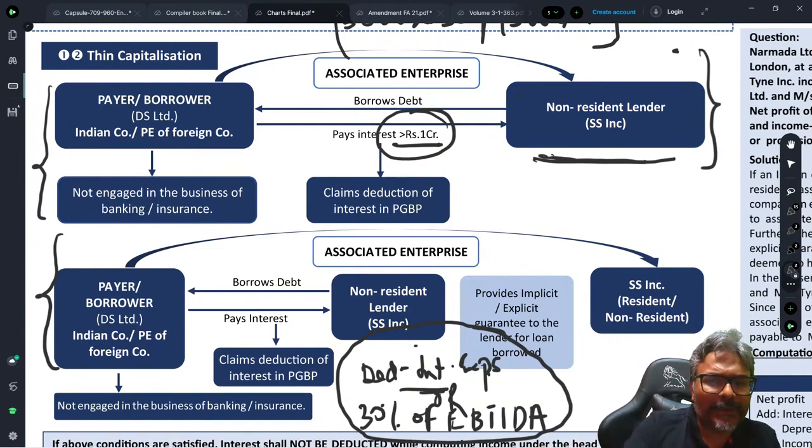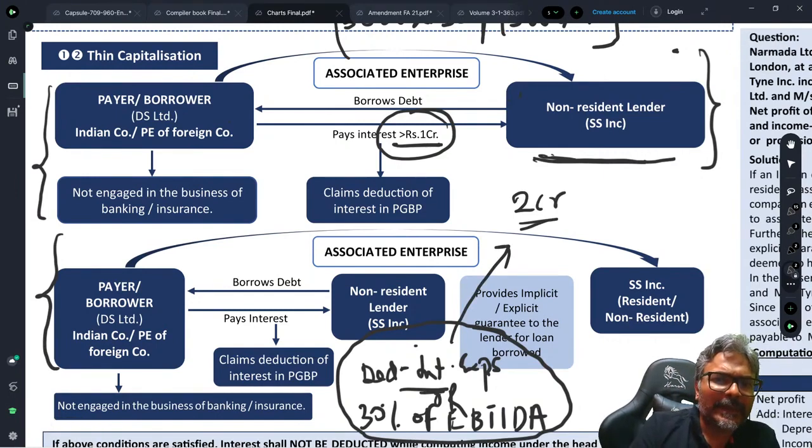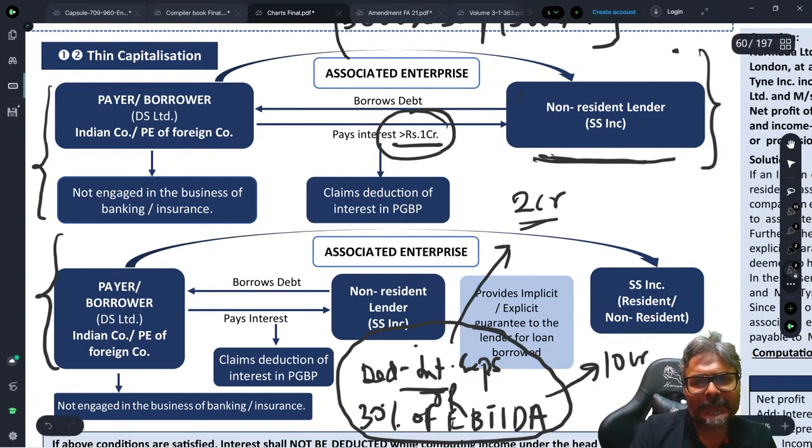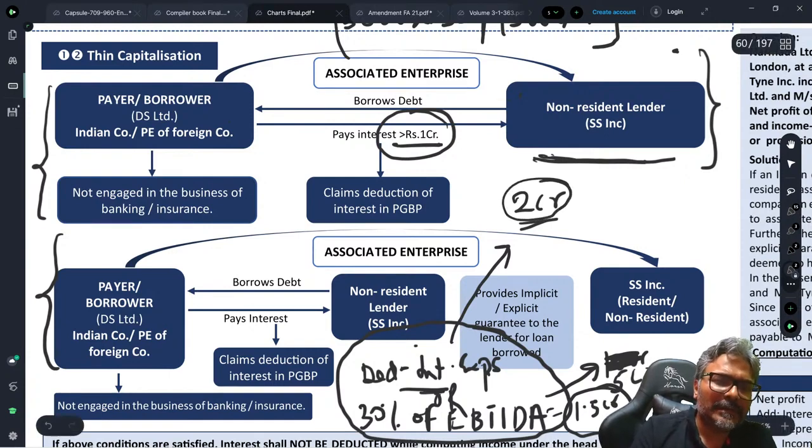Okay. Now let's look at an example. Let's say the interest expenditure is 2 crores. My EBITDA, students, is, say, 5 crores. So 30% of EBITDA will become how much? 1.5. So now 1.5 crore will be compared with 2 crore. So obviously we will take a deduction of 1.5 crore only.